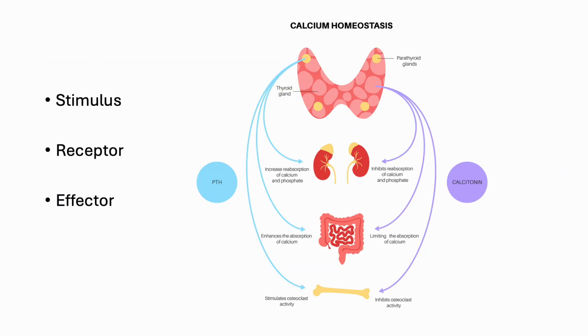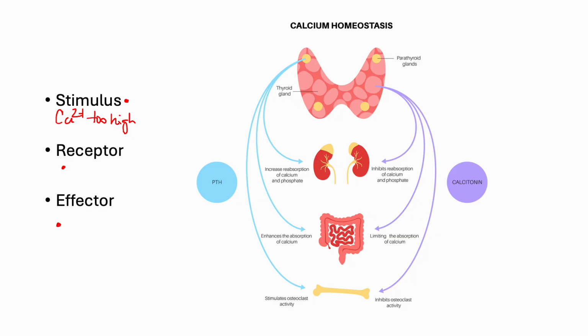So let's think about this in terms of homeostasis, right? If we think back to when we talked about homeostasis, we know that there's a stimulus that occurs, right, that triggers a receptor to recognize something. So let's say our stimulus is that calcium levels are elevated, right? We have too high of calcium. So a receptor is going to have to recognize or detect that. So either cells in our parathyroid gland or our kidneys recognize calcium levels are too high.